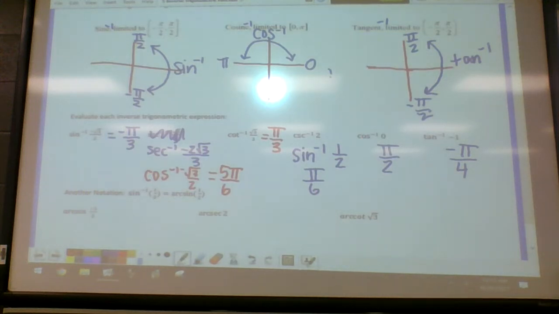So the hard thing with these inverses is the restrictions, right? Knowing where to go and which angle to pick specifically. All right, questions so far? What do you think? Yes, no, maybe?